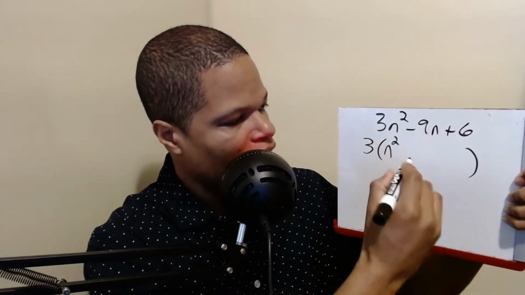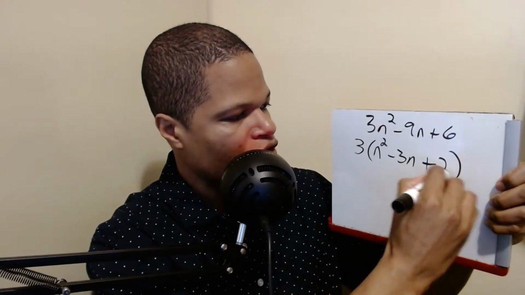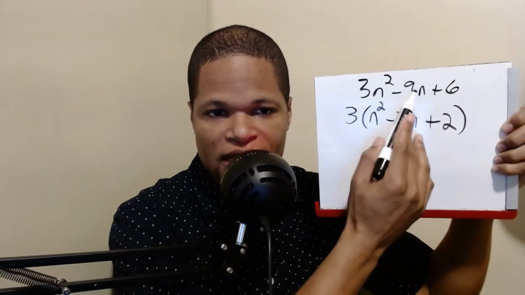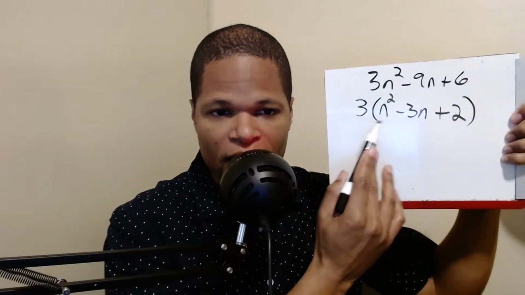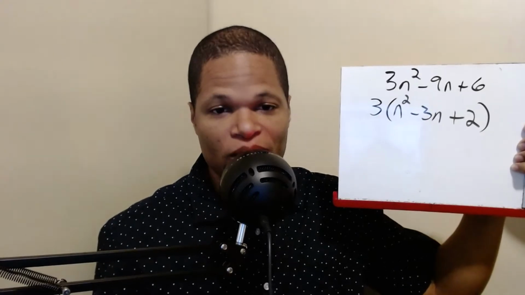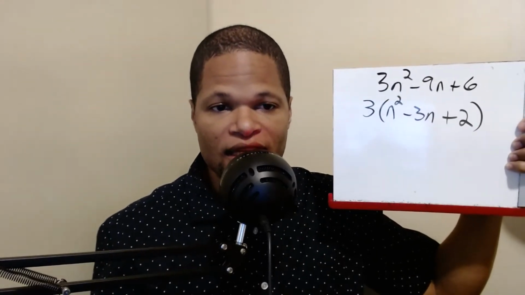Negative 9n divided by 3 is negative 3n, and positive 3 divided by 3 is a positive 2, all right? Be very careful that you divide correctly and pay attention to the signs. If you got a negative number divided by a positive, it'll be negative and so forth. Now, we're not done. We've just done phase 1.